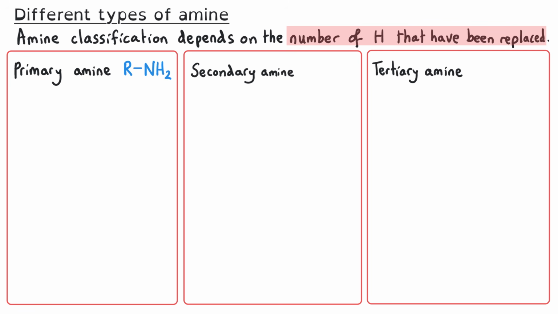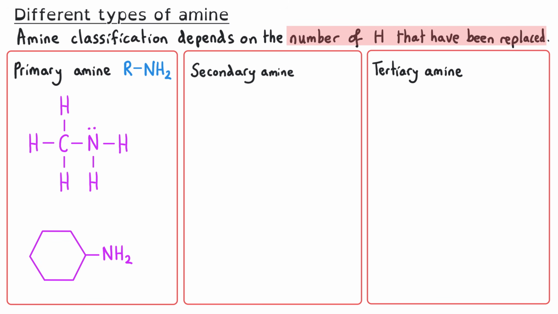A primary amine has one carbon group attached to nitrogen and two hydrogen atoms left. And we would show this generally as R bonded to NH2, where R is representing our carbon group. And you can see this in my first example, where I've got a simple methyl group attached to the nitrogen. And then in my more complicated second example, I have a cyclic alkane attached to the nitrogen. But this is still only a primary amine because there is only one carbon group attached.